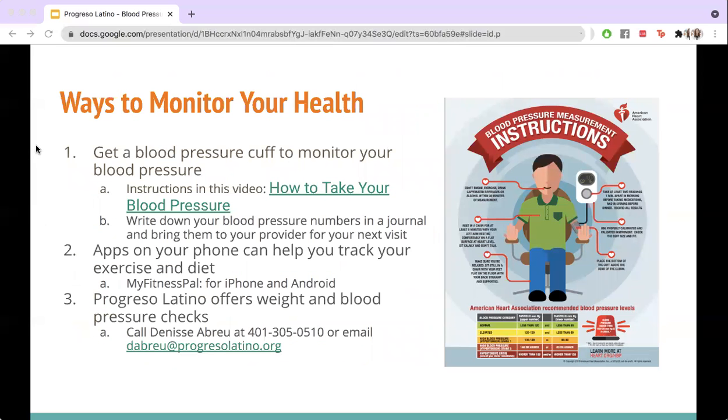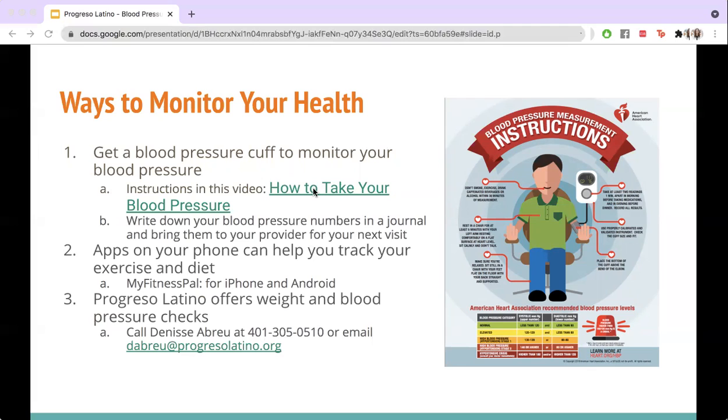Another important thing to do is to monitor your health. The doctors and providers can tell you about ways to make your blood pressure lower, but the best thing that you can do is to keep track of it yourself. So there are a few ways to do that. One is to get a blood pressure cuff to monitor your blood pressure. And there are instructions on this video here. And again, you'll be provided with the slides and can go to that link.